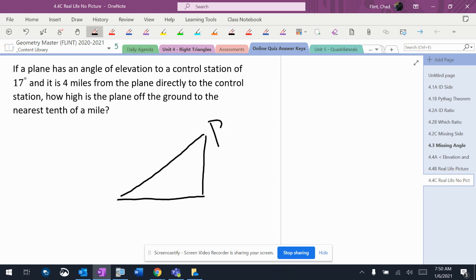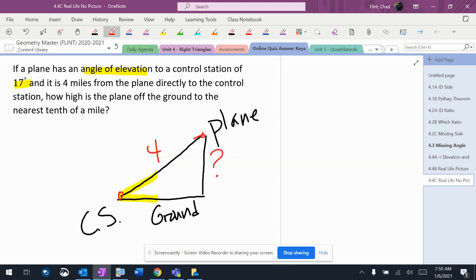All right, so we're going to put the plane up here, the control station over there, and then the ground down here. So let's see. Angle of elevation, horizontal and hypotenuse to make the angle of elevation. It's 4 miles from the plane directly to the control station. So that's going to be the hypotenuse, all right, because the plane directly to the control station is that diagonal distance. How high is the plane off the ground?